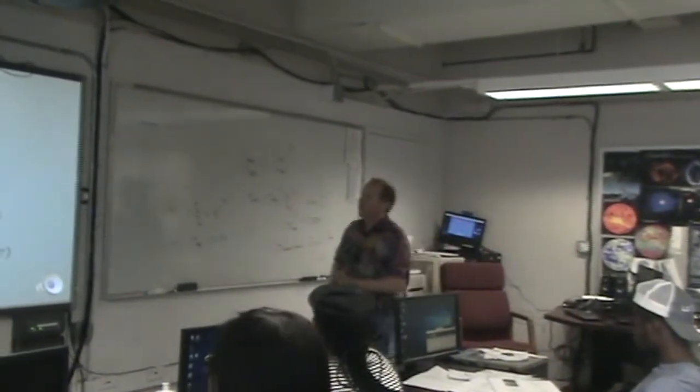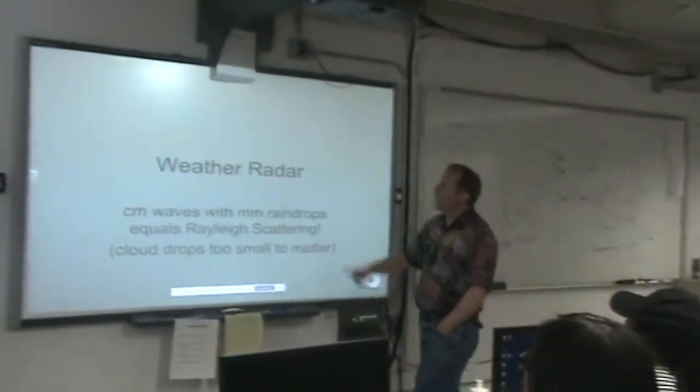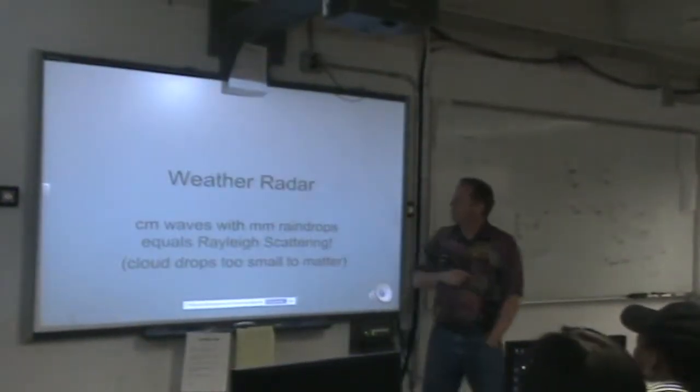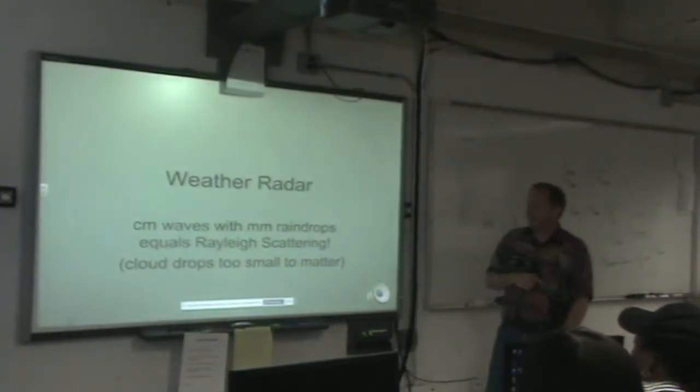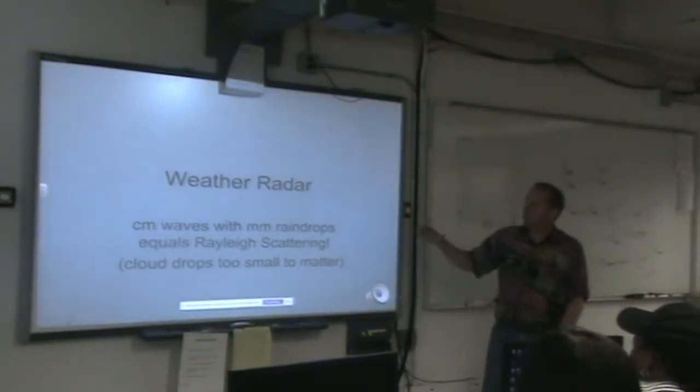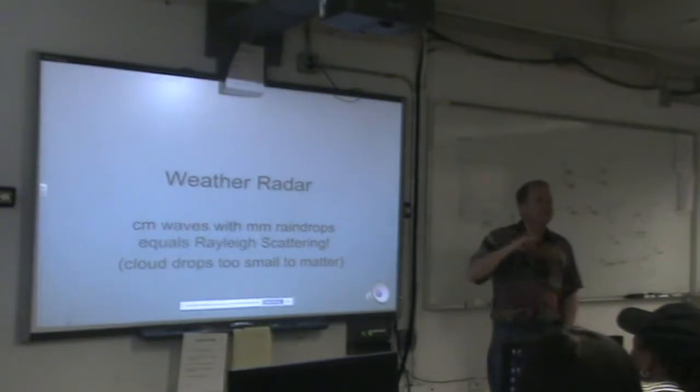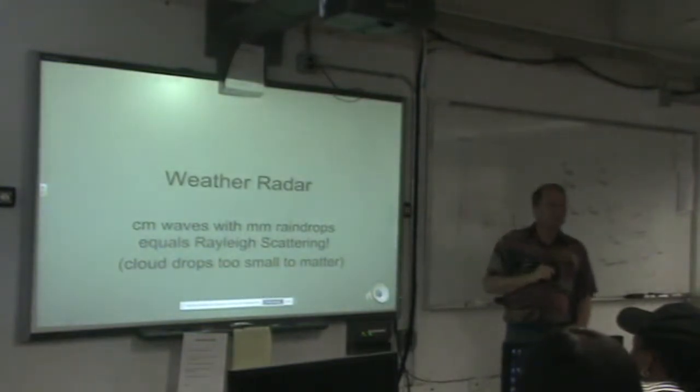But weather radar, we have centimeter waves with millimeter raindrops. So we're talking about Rayleigh scattering. Now it turns out the cloud drops are going to be so much smaller than the raindrops, it's kind of like the Rayleigh going on towards the zero end of things. So with radar, they can tune it so they can pick up clouds, but they kind of tune it so that the clouds are being filtered out. And all that you're seeing are the raindrops.